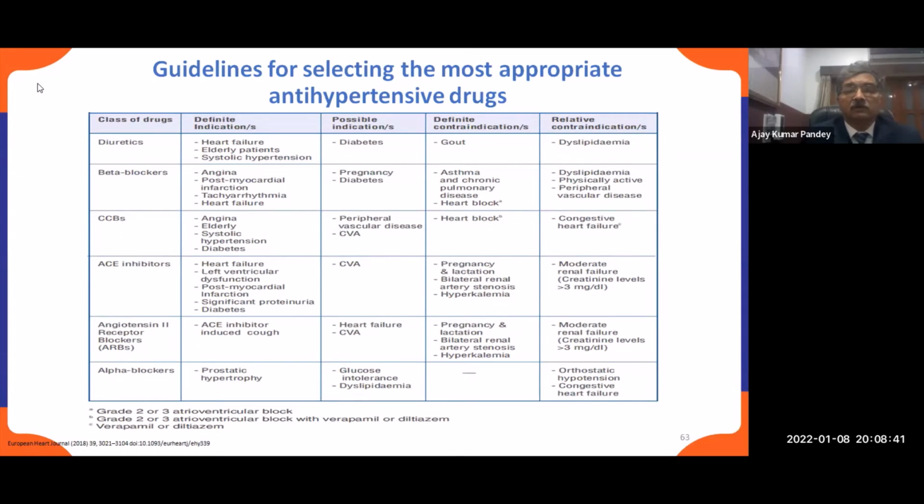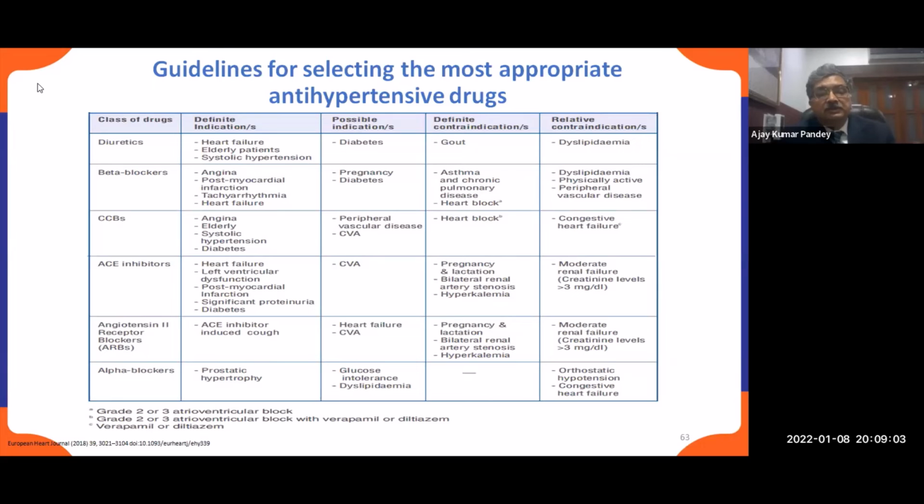Calcium channel blockers are avoided in heart block and congestive heart failure, and preferred in angina, elderly, systolic hypertension, and diabetes. ACE inhibitors and ARBs are avoided in moderate renal failure, creatinine more than 3, or hyperkalemia, potassium more than 5.5. In pregnancy, lactation, bilateral renal artery disease, and hyperkalemia, both of these drugs are avoided.